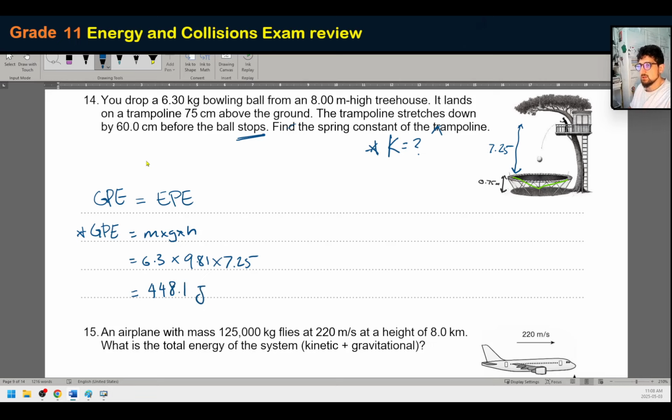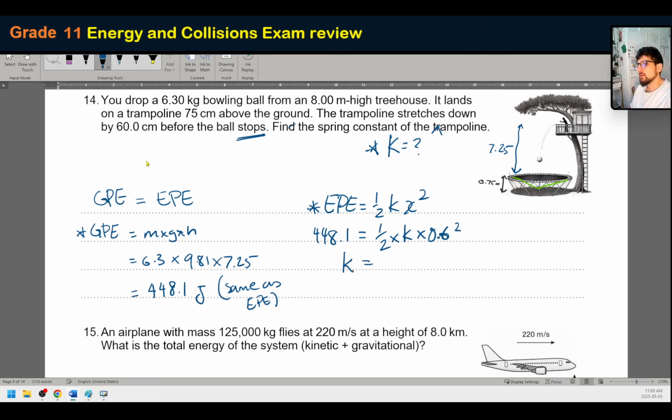So that's what that is. Now once I've figured out the gravitational potential energy, I've worked out the EPE, because that is what that is. I'm just going to write that same as EPE. I've managed to go back to dark blue. I guess I must like it a lot. EPE is half Kx squared. I've got that, so that's 448.1 joules. Half times K times what's the stretch? 0.6. Remember, it's not 60, it's 0.6 squared.